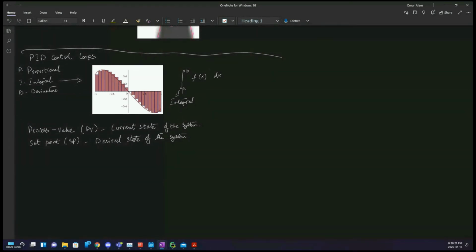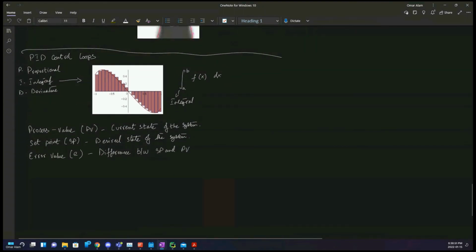And we have another term called the error value. We use E to shorten this. This is essentially the difference between the set point, SP, and PV, your process value. So if you want your room to be at 22 degrees, but it is currently at 18, the error in that case would be 4.